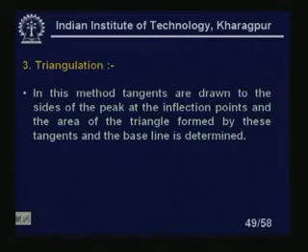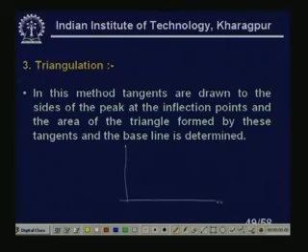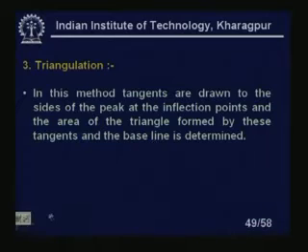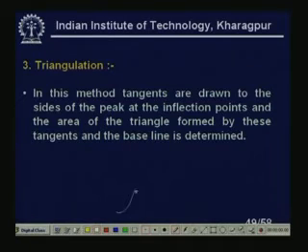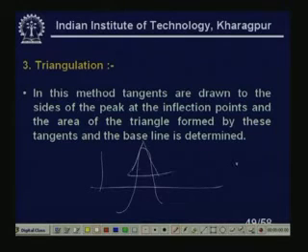Triangulation. In this method, tangents are drawn to the sides of the peak at the inflection points, and the area of the triangle formed by these tangents and the baseline is determined. So it looks like this. I have a peak here. I am drawing a tangent here, and a tangent here. So the area of the triangle formed by this and the baseline is determined.